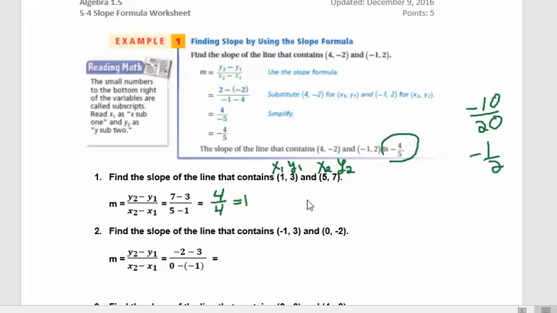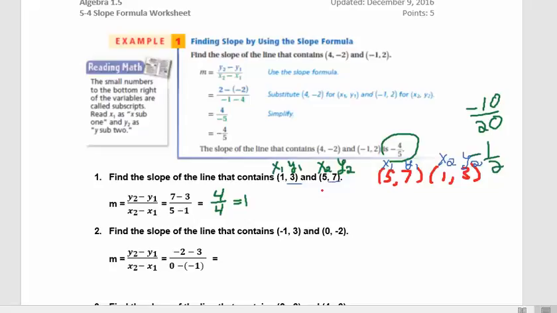Now, I want to show you something. What if, when I wrote these down, I have the point 5,7 and the point 1,3 on my line. And what if I said that I'm going to call this x1, and this y1, and this x2, and this y2. So notice that it's the same points as from number 1, but this time I called the other point x1, y1, and the other point x2, y2. Do you think we'll get the same slope?